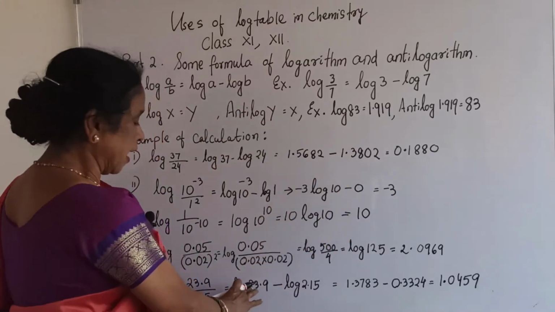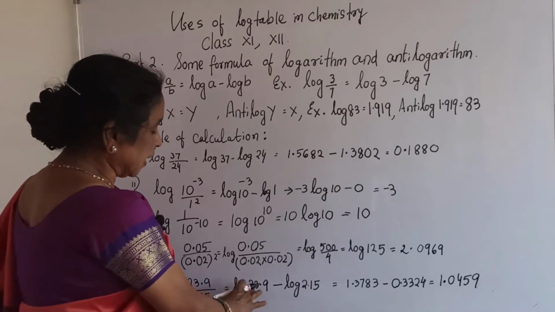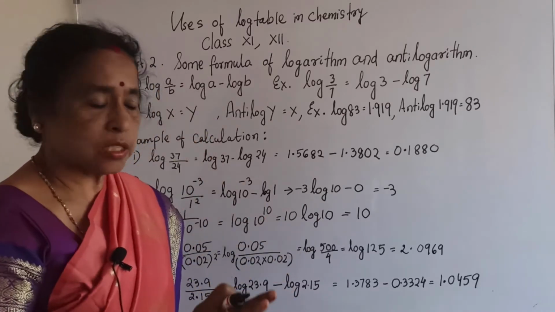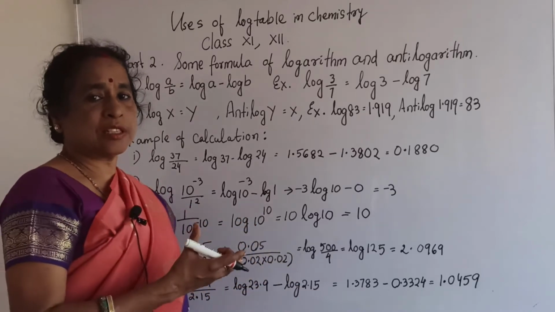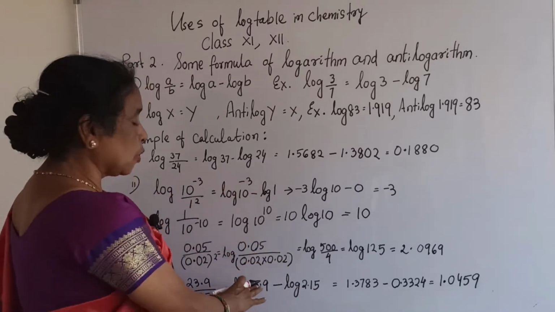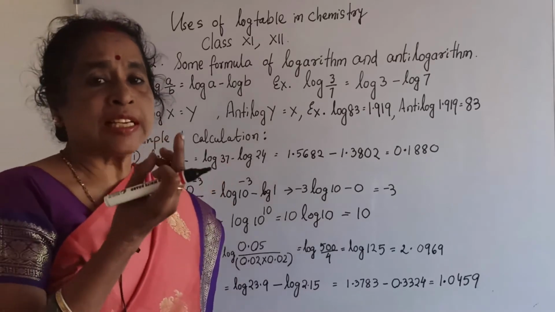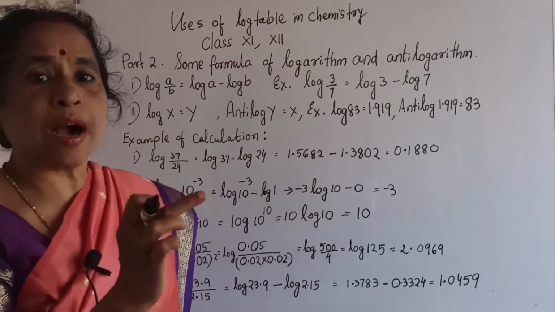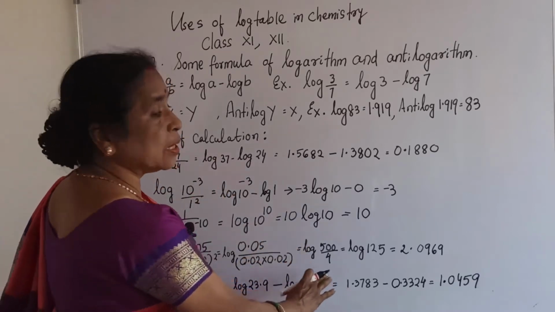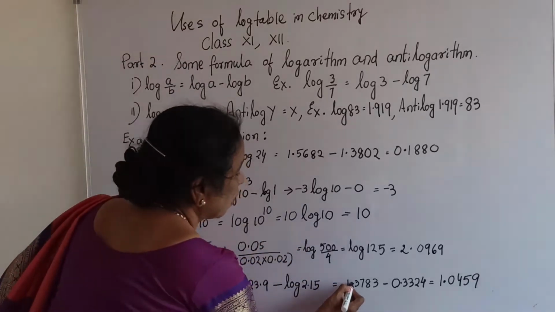So log A, what is the value? Log 23.9 minus log 2.15. Then what is the answer? You will see log 23.9. See, there are 2 digits, 23, 2 digits, that is why 2 minus 1. So before the decimal it is 1 point.